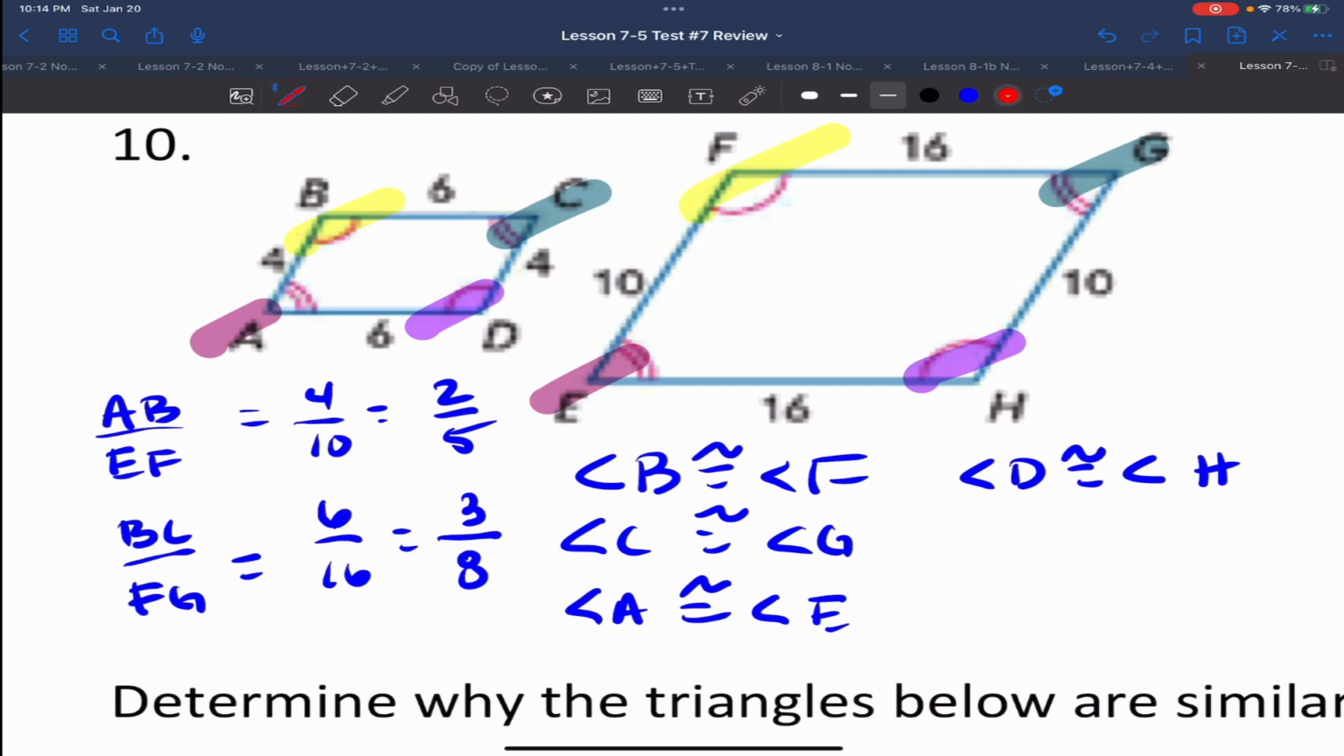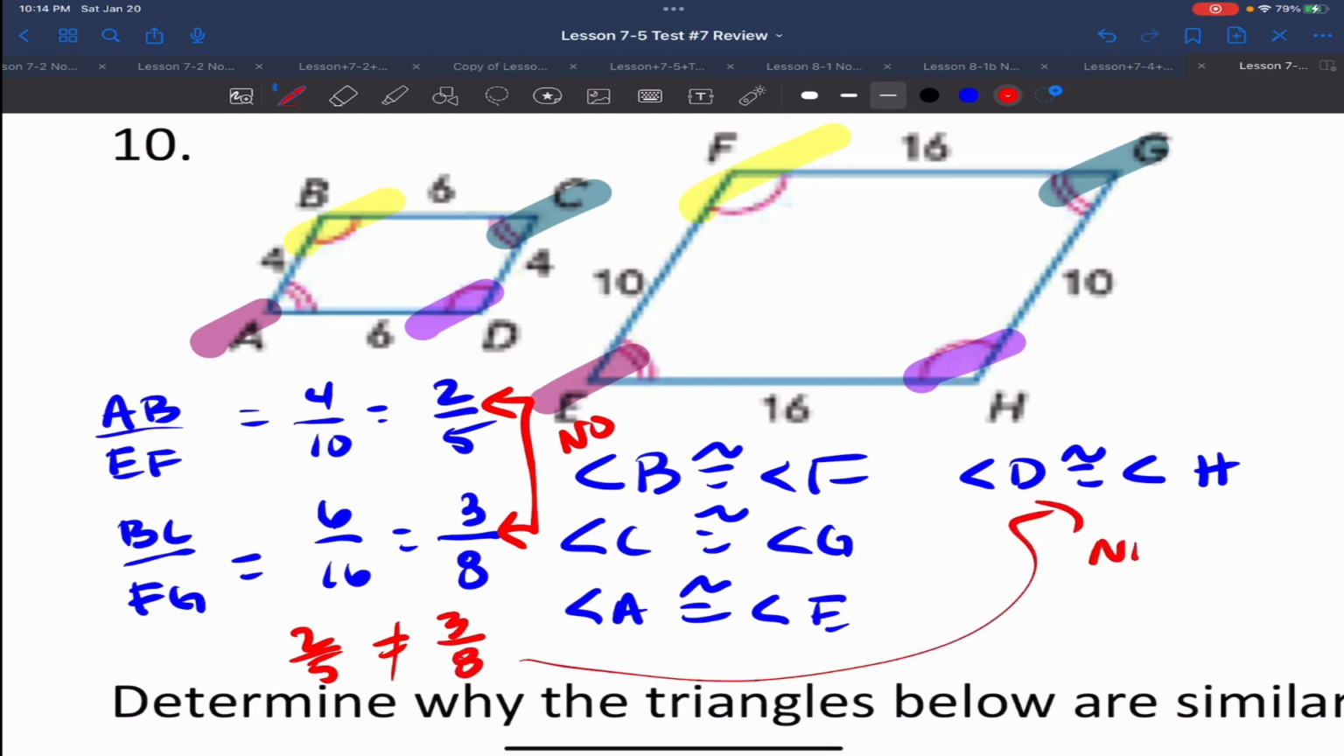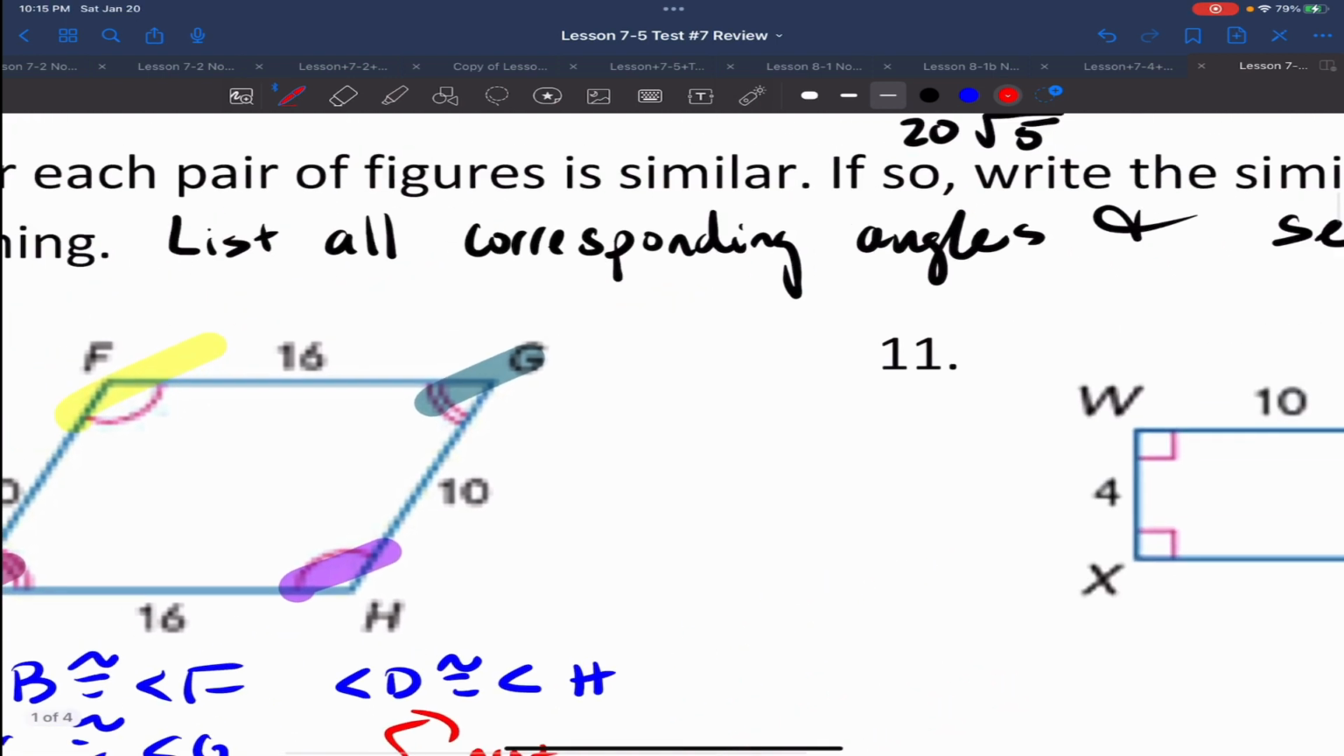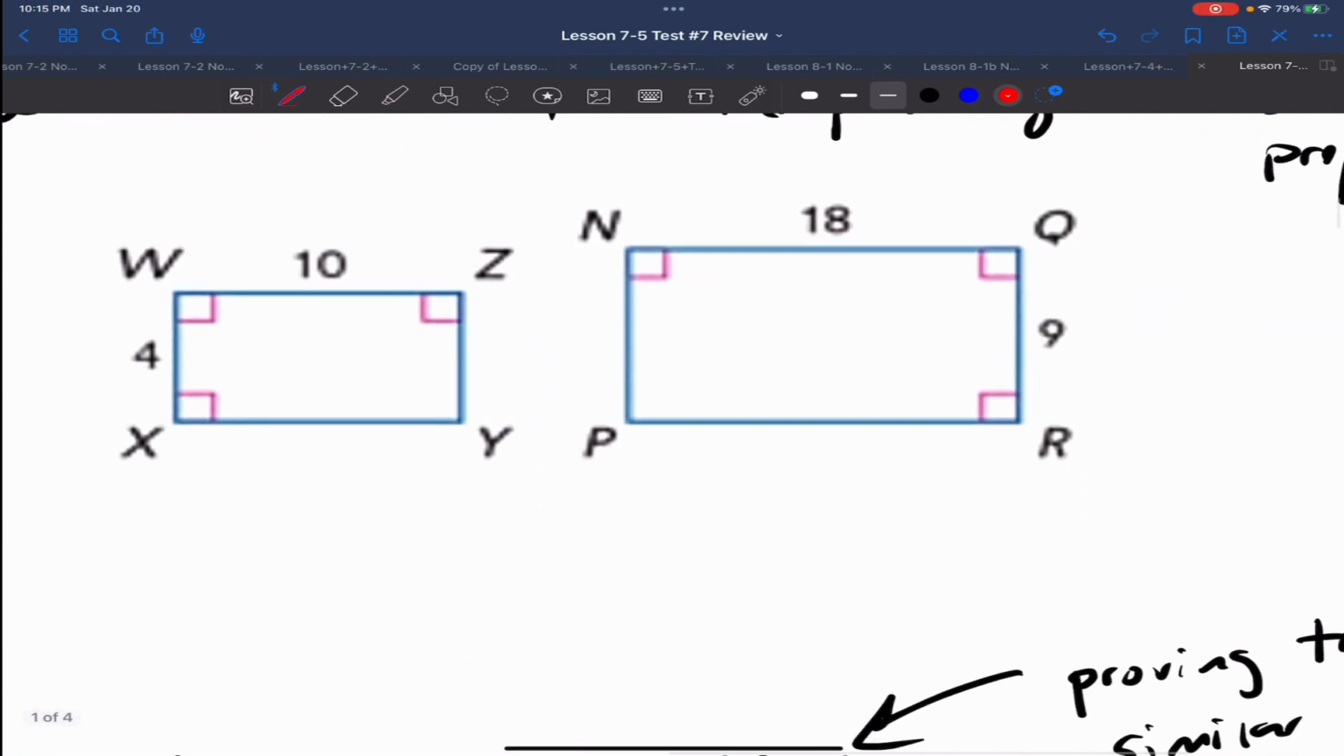Now, if I look at these two ratios here, are they proportional to each other? Are they equal to each other? No. So 2 over 5 is not equal to 3 over 8. So what does that mean? They are not similar. So, since they are not similar, you do not need to write the similarity statement. Let's take a look at these two figures.